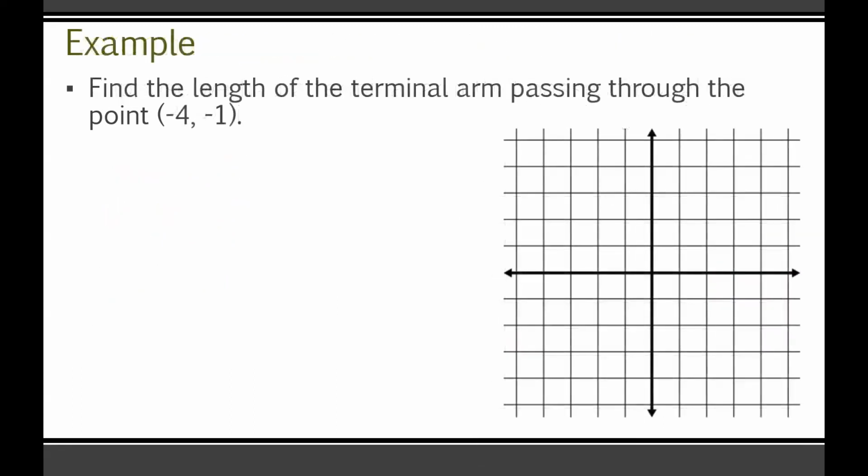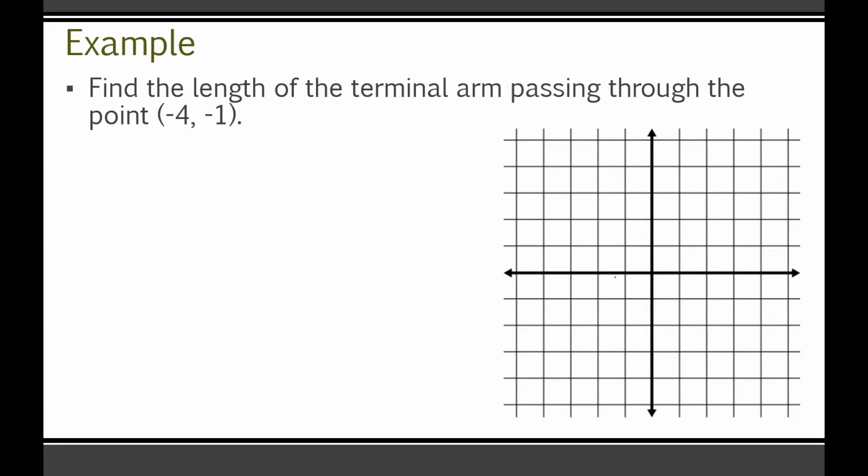Next example, find the length of the terminal arm passing through the point -4, -1. Same idea here. Matter of fact, probably a really good idea if you pause the video here and give this one a try. Okay, so I'm going to go over this one, right? Now, the one thing that might stump you on this one is the fact that these are negatives. It still works as long as you're really careful with how you square this. If you're not careful with how you square this, you're going to end up having a bad time.